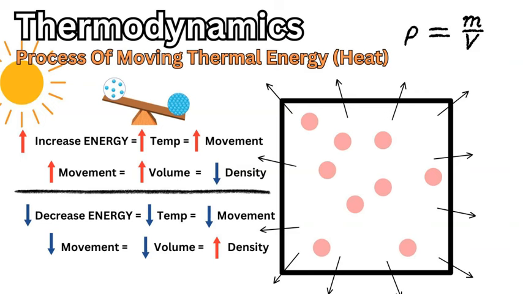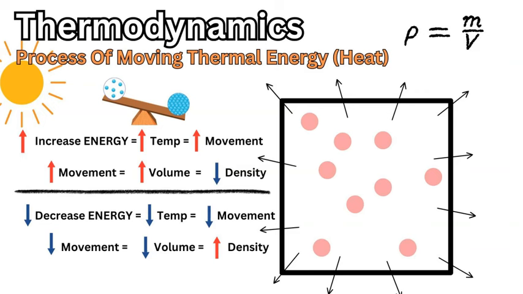So the rule of thumb is when you increase the energy, you increase the temperature, you increase the movement, and if you increase the movement, you increase the volume of the area the atoms occupy, and therefore you decrease the density, because you haven't changed the amount of molecules, you've just increased the volume in which they sit. So density will go down.